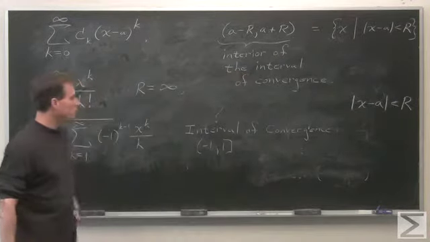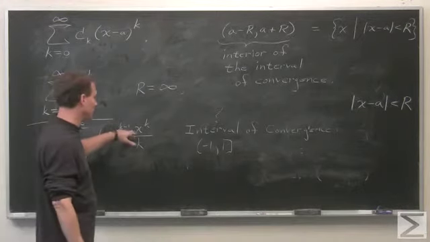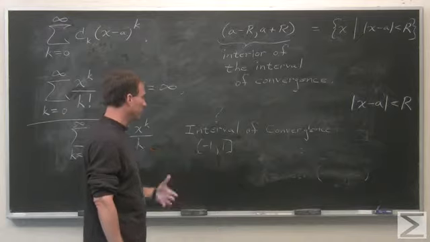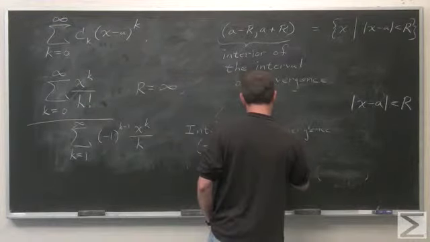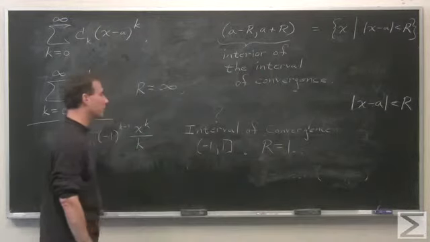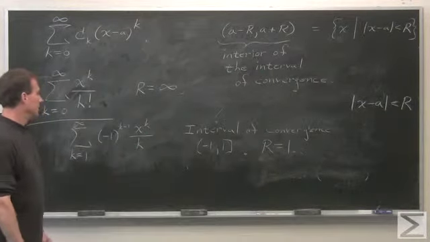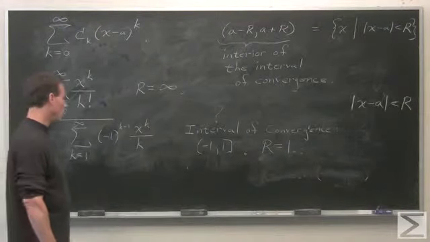is from -1 to 1, which would be centered at 0. It's a Maclaurin series, so it's centered at 0. So the interval of convergence is centered at 0. The radius of convergence here would be 1. And you include that endpoint, but don't include that endpoint. Okay. All right.